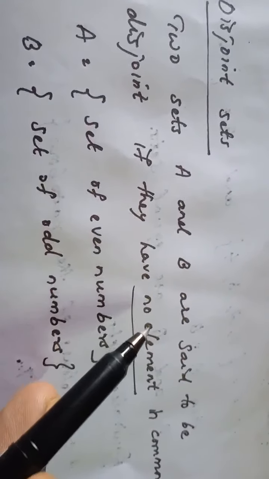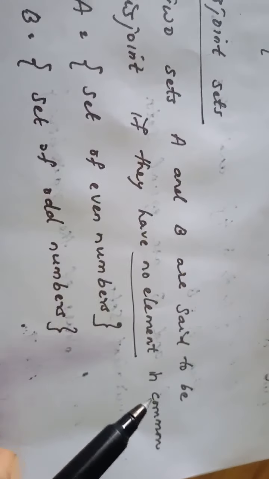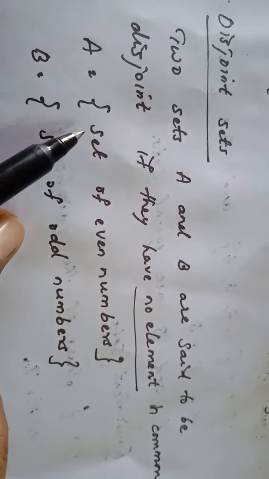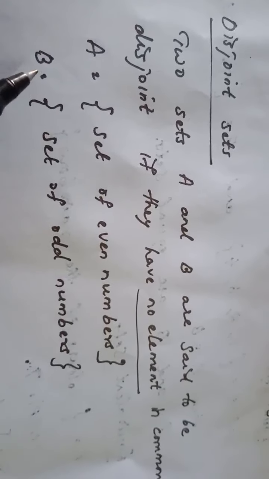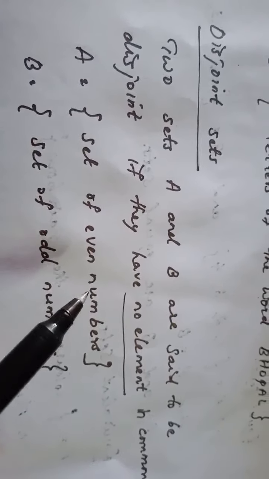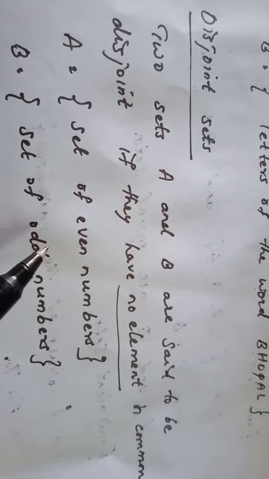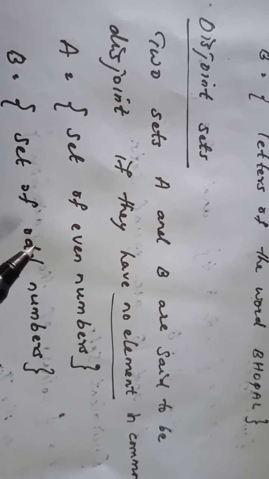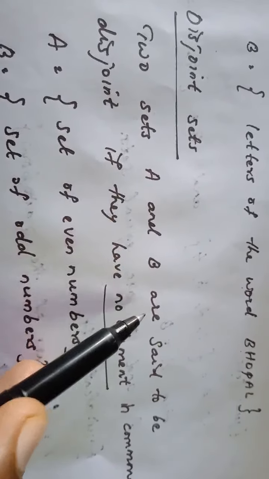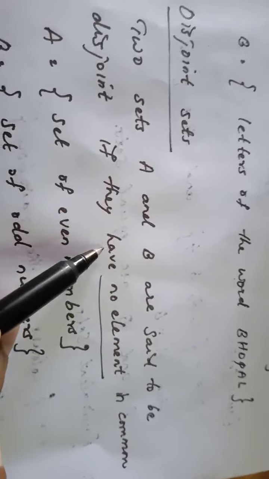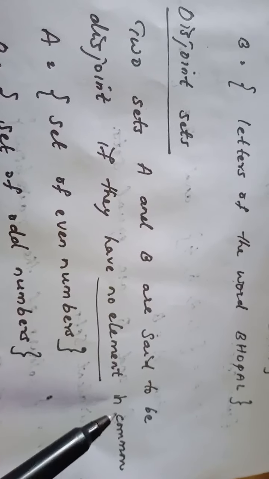Disjoint sets. Two sets A and B are said to be disjoint if they have no element in common. For example, set A, set of even numbers, and set B, set of odd numbers. Since these two sets don't have any number in common, we can say that these two sets are disjoint sets. So two sets A and B are said to be disjoint if they have no element in common.